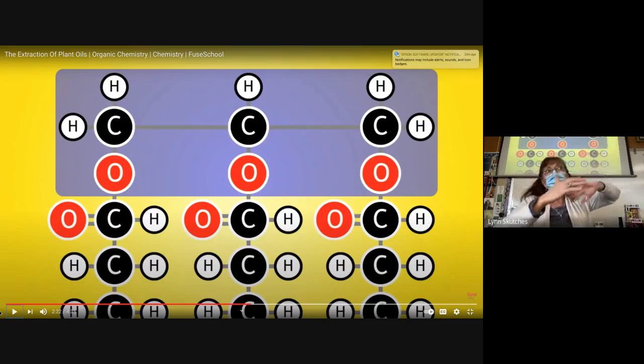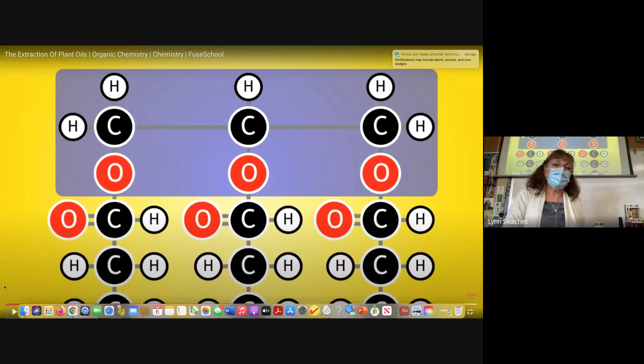And so we use a phrase called like dissolves like. Things that are polar or ionic dissolve in water. Things that are non-polar will dissolve in oils. And we'll talk more about that tomorrow.